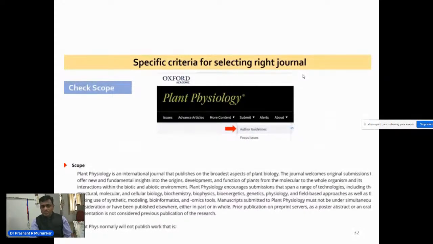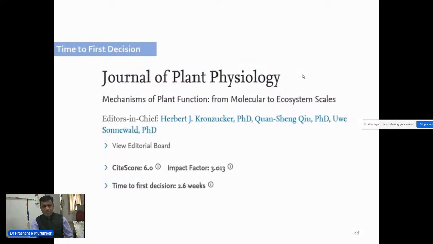You need to identify the scope also, where the scope is clearly defined, while selecting the journal. So you will find that there is time to first decision. It is important, which I was referring to. There are certain journals which don't respond to you for months. So you should not submit to that journal, because the waiting will kill your interest. So time to first decision is also important.